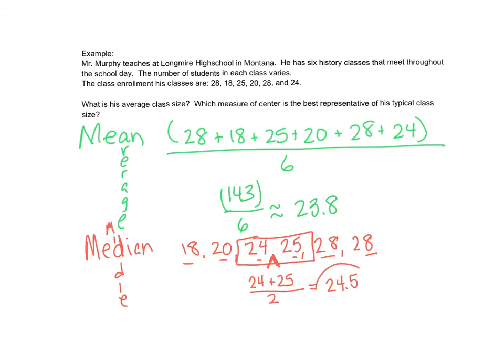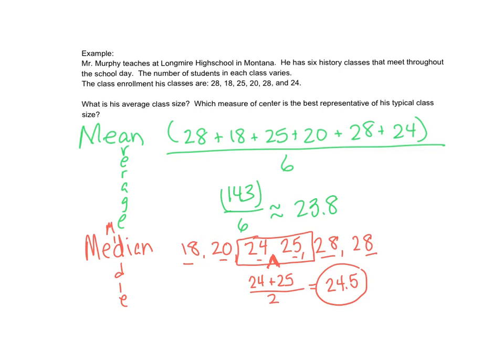So in this case, the median is 24.5, another decimal. So about 24 or 25 students. So you can see the median is a little bit higher than the mean, but still pretty close.